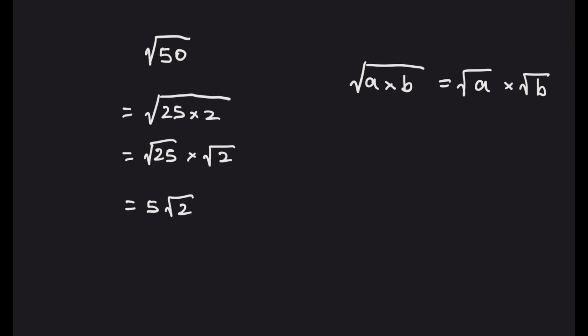Okay, let me do another example. Let's do 27. So root 27. You're trying to break 27 up into two numbers, one of them containing a perfect square. Let me show you the strategy behind it.